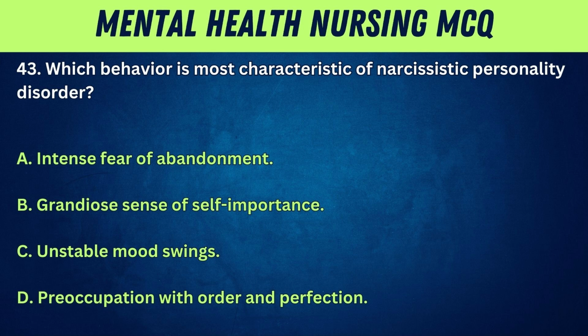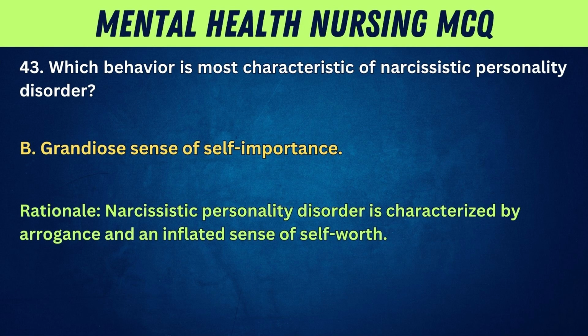43. Which behavior is most characteristic of narcissistic personality disorder? A. Intense fear of abandonment. B. Grandiose sense of self-importance. C. Unstable mood swings. D. Preoccupation with order and perfection. Answer. B. Grandiose sense of self-importance. Rationale. Narcissistic personality disorder is characterized by arrogance and an inflated sense of self-worth.